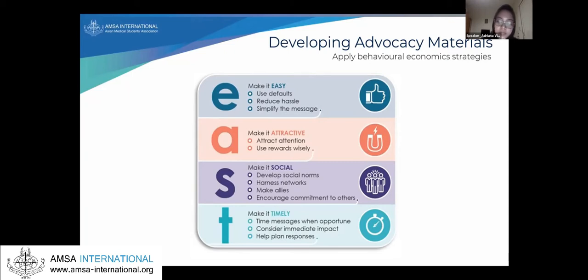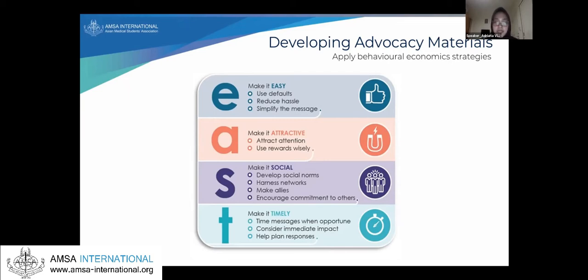So you need to reduce the intended audience's access barrier to your advocacy. For example, if you are using social media for advocacy, maybe it's better to make your account unprivate rather than locked only for your followers. The second one for advocacy is to ensure your advocacy is attractive, because people are more inclined to follow something if it is attractive.